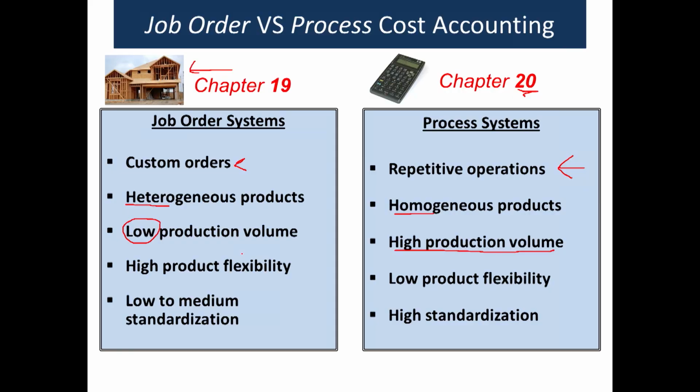Okay, chapter 19. You have high product flexibility with job order, right? You can say in regards to your house, hey, we want the carpet in the living room to look a little different than the carpet in the hallway. Or you can say we want the paint to be this shade, or we want the bathroom knobs on our cabinets to be, you know, whatever, okay? There is very low product flexibility with a process system, right? Like, let's say you're dealing with this calculator.